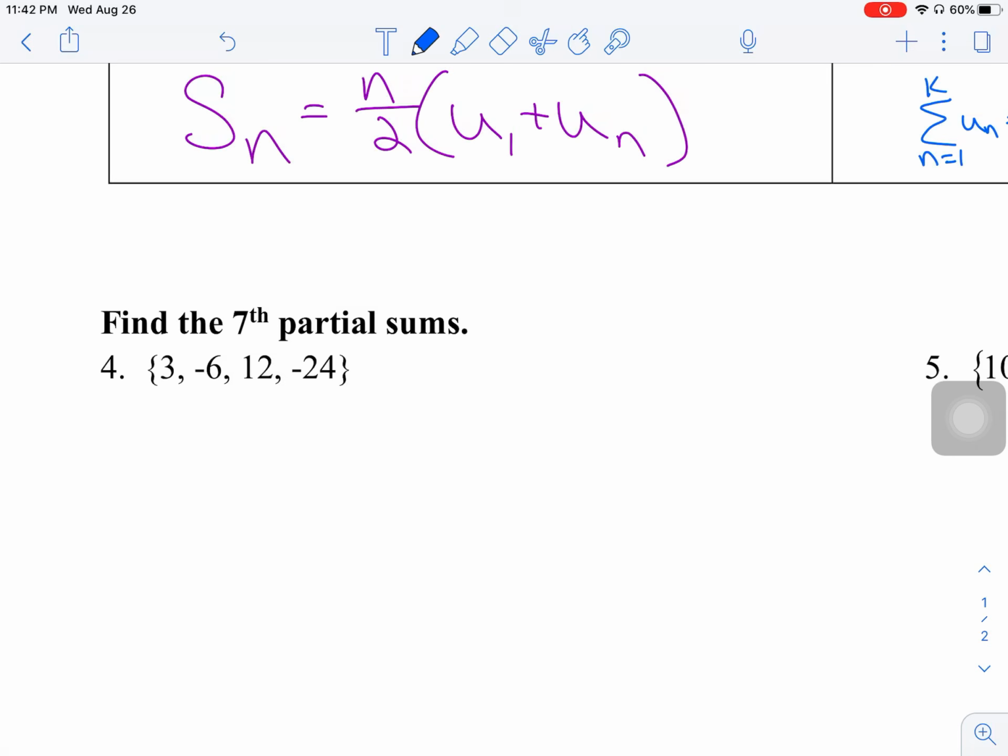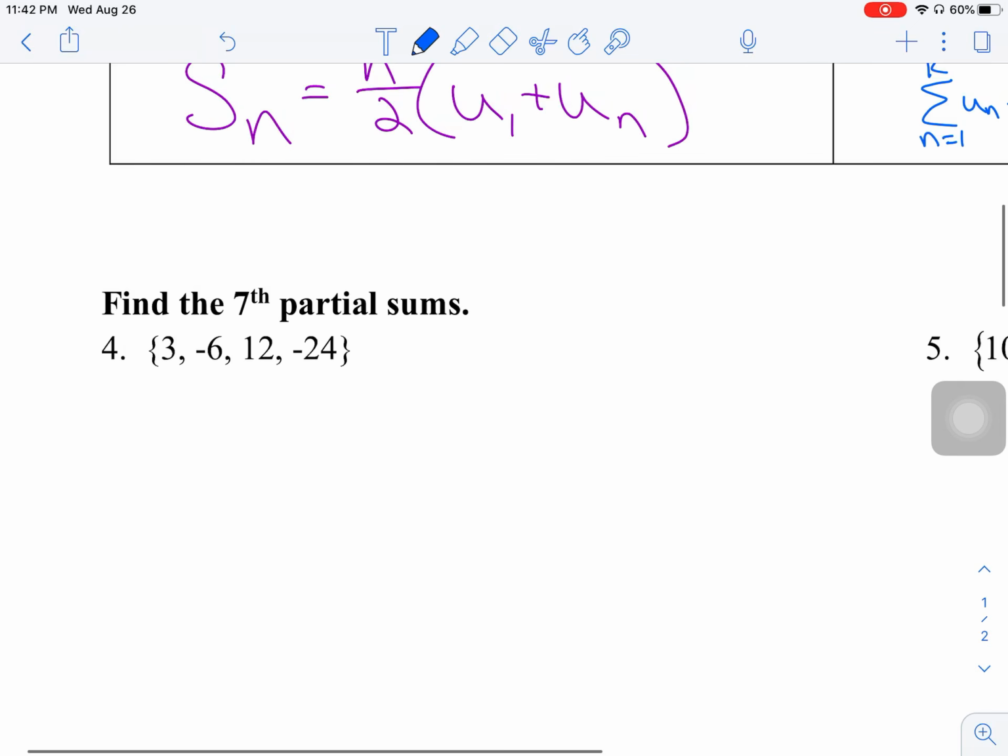Okay, let's do a few example problems and see if we can put this into practice. So problem number 4, we have a sequence of 3, negative 6, 12, negative 24. We're alternating signs, which to my brain basically reminds me that I'm probably going to be multiplying by some negative value, specifically in this case negative 2. And I then know as soon as I said multiplication, we're dealing with a geometric.